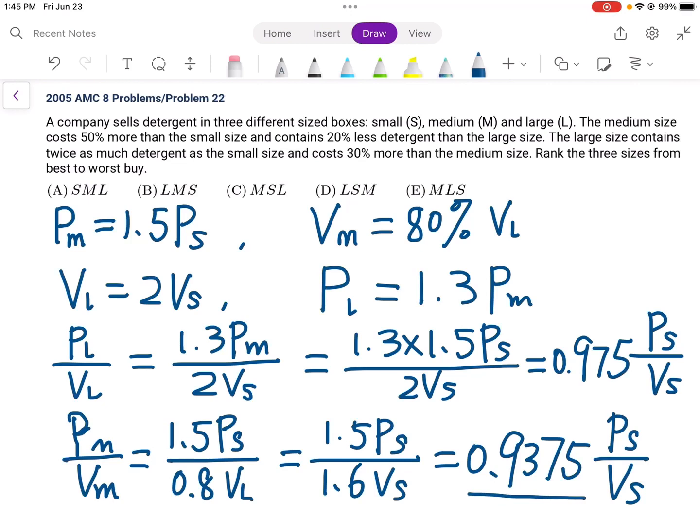Now we can see that this ratio is smaller than this one. So the medium size costs less per volume, and then the large size costs less than the small size. So the order is E. The medium size costs less. The small size costs the largest amount for the unit volume.